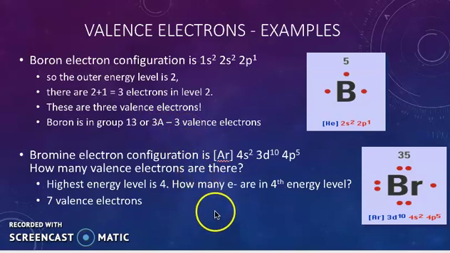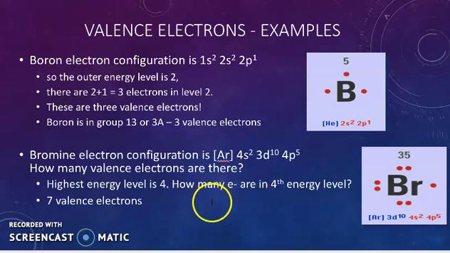If I wanted to look at bromine, bromine's abbreviated electron configuration is argon 4s2, 3d10, 4p5. I look for the highest energy level: 4, 3, 4. The highest of those is 4. So I'm going to add up all of my electrons in that 4th energy level. I have 2 here and 5 here in my 4p. 5 from my 4p plus 2 from my 4s gives me 7. So I have 7 total valence electrons.